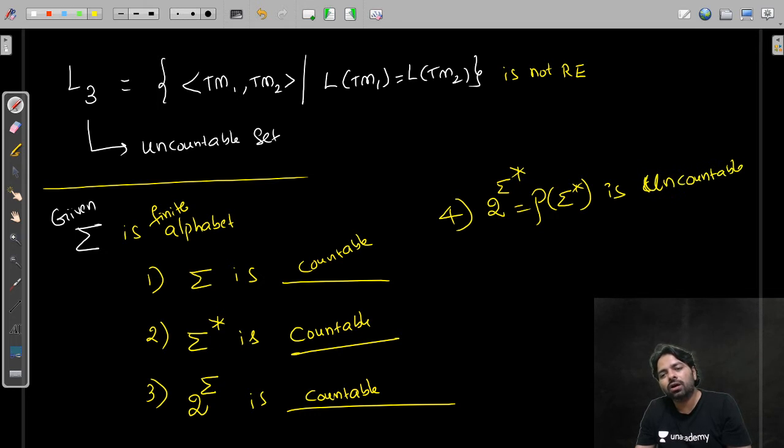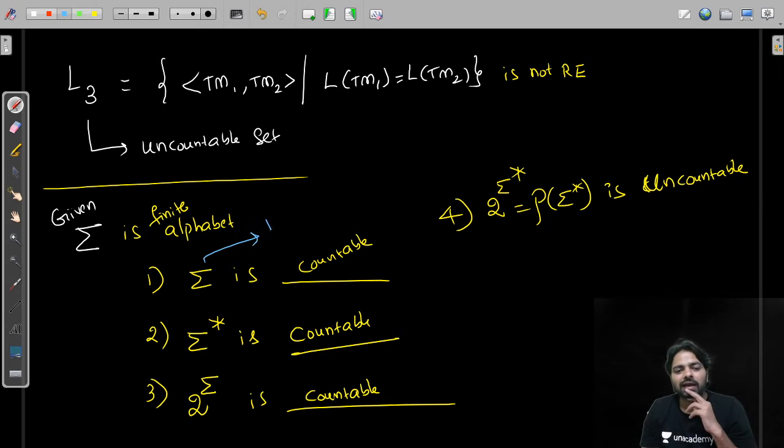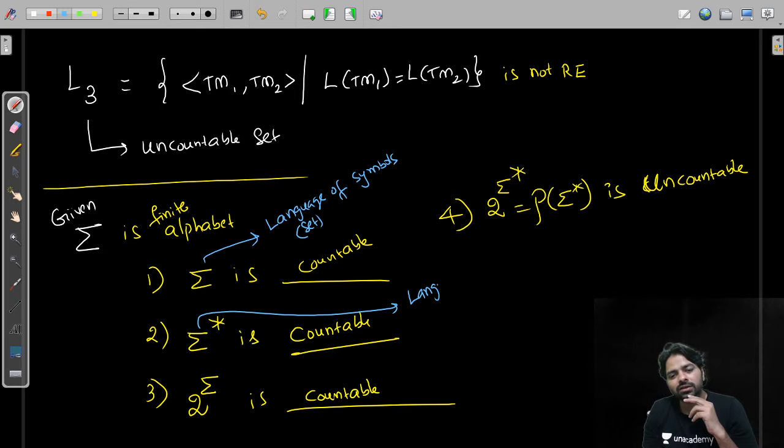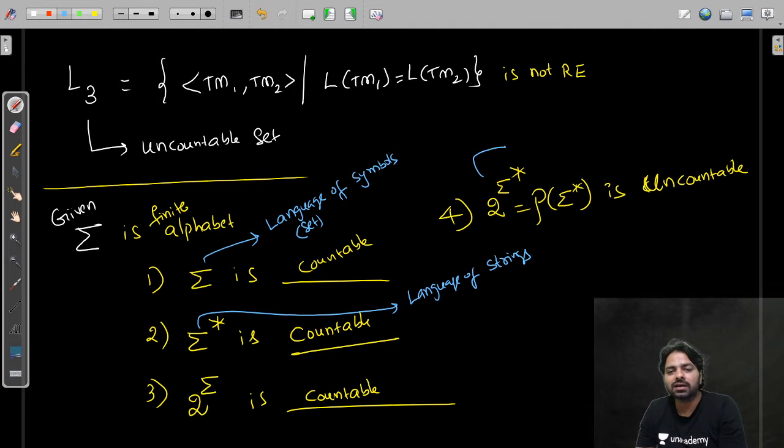It is basically called the language of languages. The first, sigma, is called what? A language only, or you can call it a set, but this is a language of symbols. And what is sigma star? It is also a language, but a language of all strings. But what is 2 power sigma star? It is also a language, but a language of languages over the same sigma.